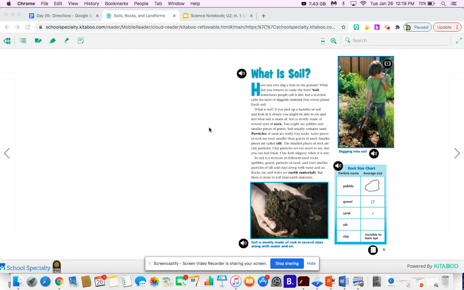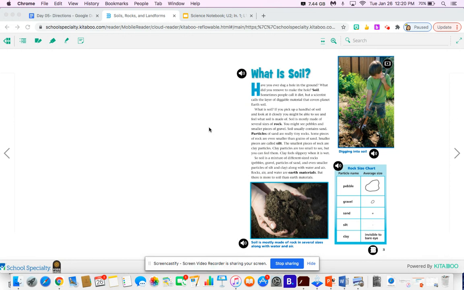Soil is mostly made of several sizes of rock. You might see pebbles and smaller pieces of gravel. Soil usually contains sand. Particles of sand are really tiny rocks. Some pieces of rock are even smaller than grains of sand. Smaller pieces are called silt. The smallest pieces of rock are clay particles. Clay particles are too small to see, but you can feel them. Clay feels slippery when it is wet.